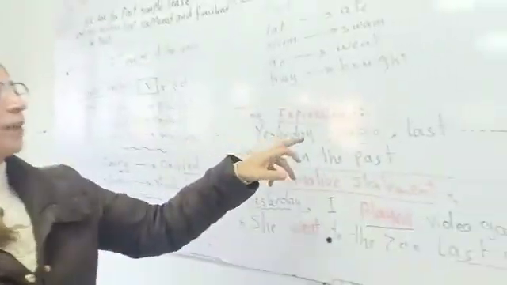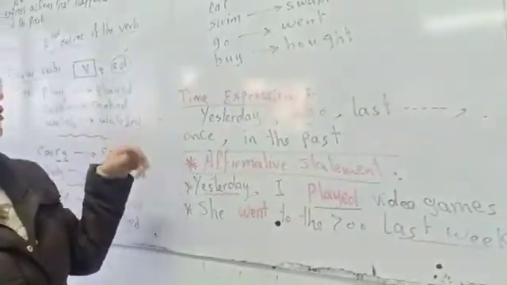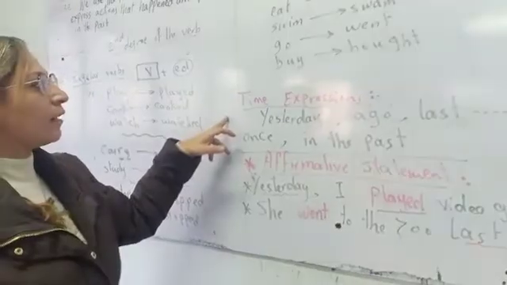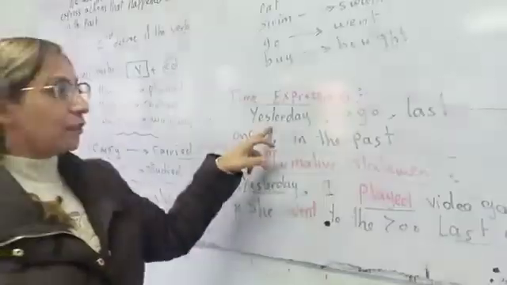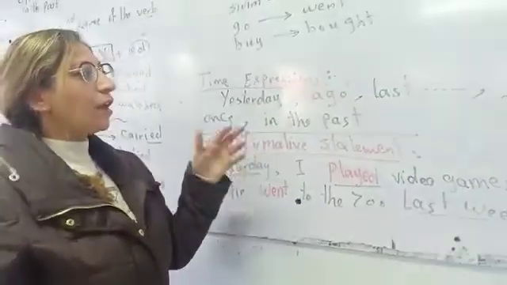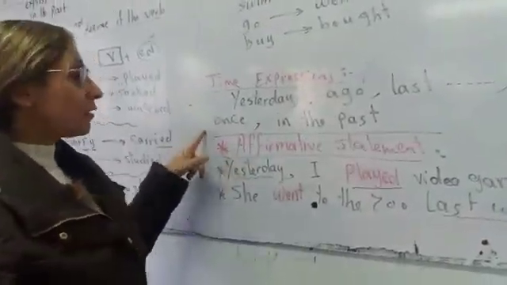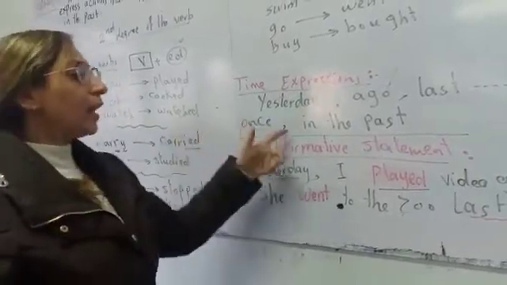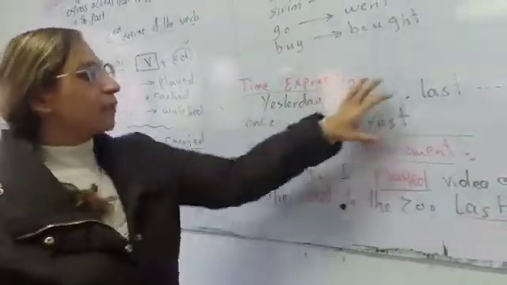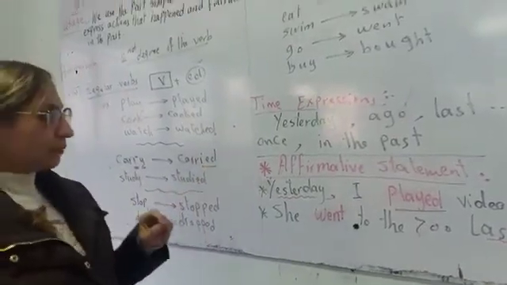Time expressions. These are the expressions that you can see in the sentence which refer to the past simple tense. We have yesterday, ago, last week, last month, last year, last weekend, last Friday, once upon a time, in the past. All of these expressions, we use them to refer to the past simple tense.